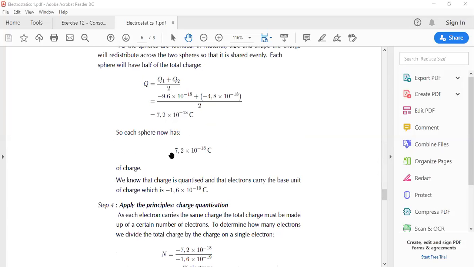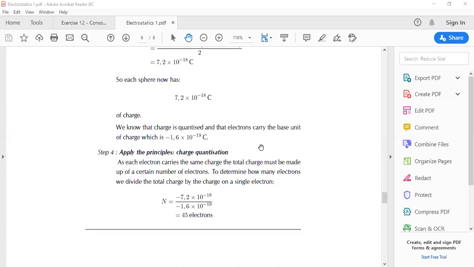I will rectify it on Google Classroom. If you downloaded it, you have to discard that one so that you save the correct one. Right, so each sphere now is a negative 7,2 times 10 to the power negative 18. So this answer is supposed to be a negative, right?